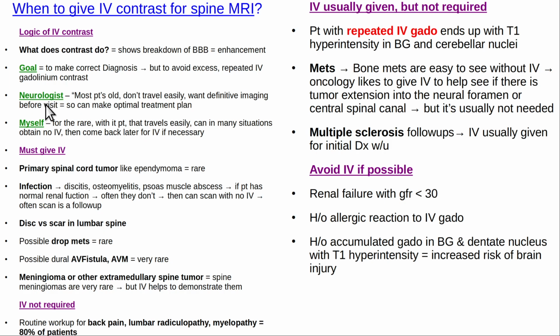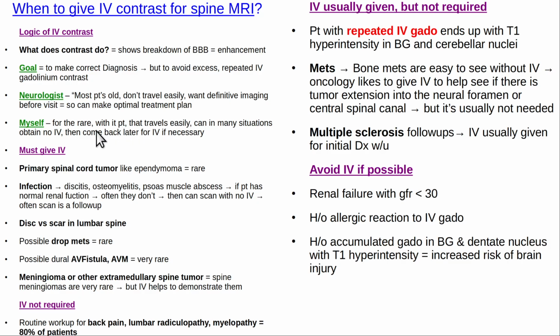Our patients are mostly old. They don't travel easily. A lot of times they had to put a lot of effort into getting a family member freed up from work that can go with them to the meeting. So they want to be able to have definitive imaging, including IV contrast, done before the visit so they can make a coherent treatment plan, okay, and discuss it with the patient and the family.